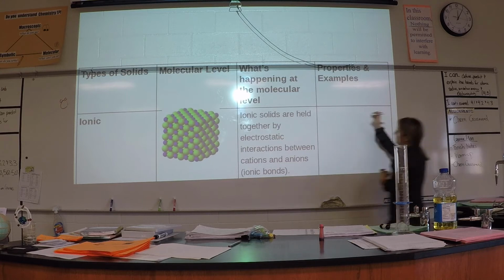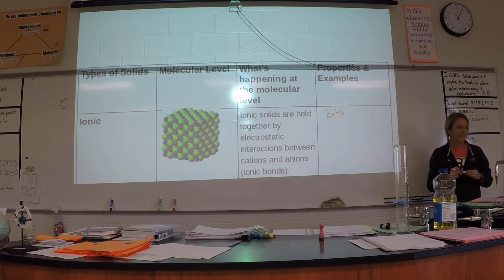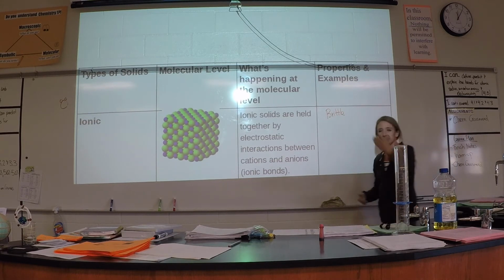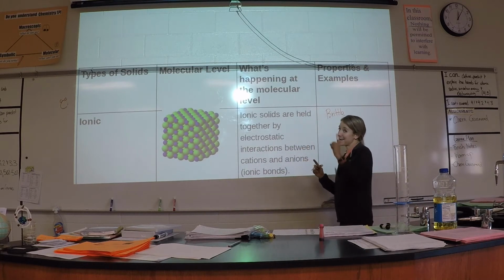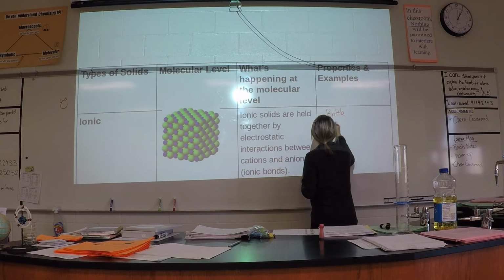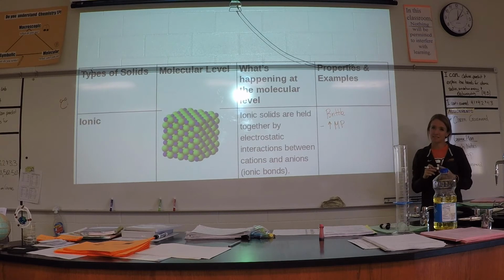It's brittle. Good. Why? Because when you move it, it arranges the charges so positive are right above positive. So perfect, they push off, shatter. Good. It has a very low melting. Or is it actually pretty high still? Okay, then it was covalent melting. There you go. Yeah, so why would ionics have high melting points?